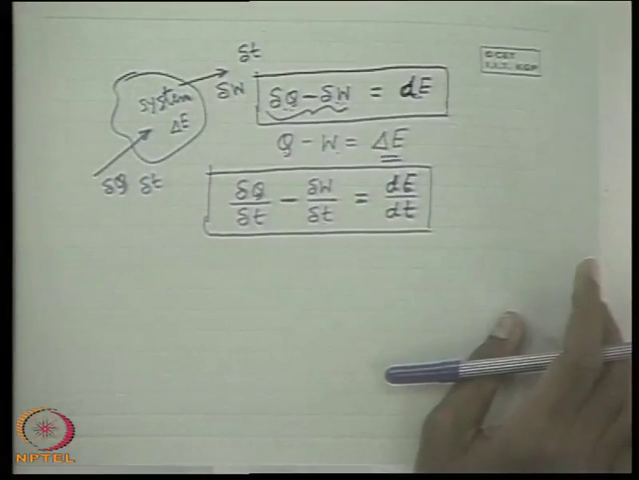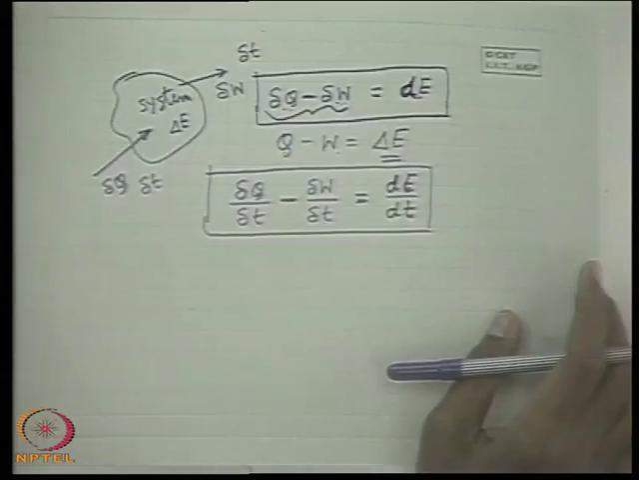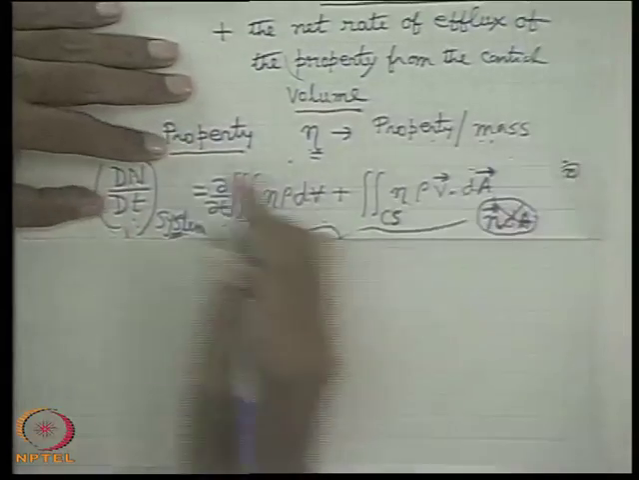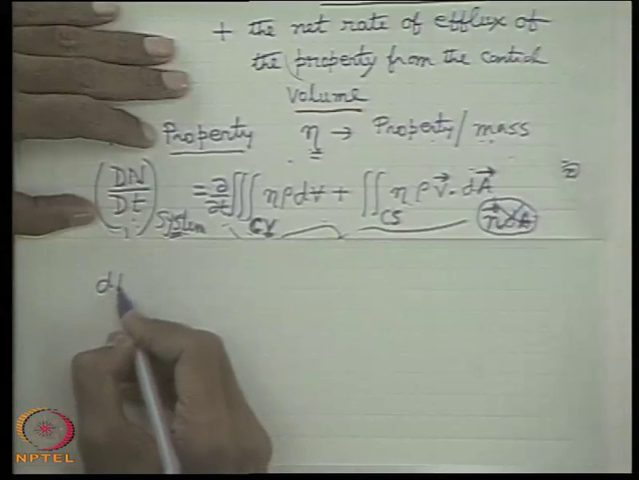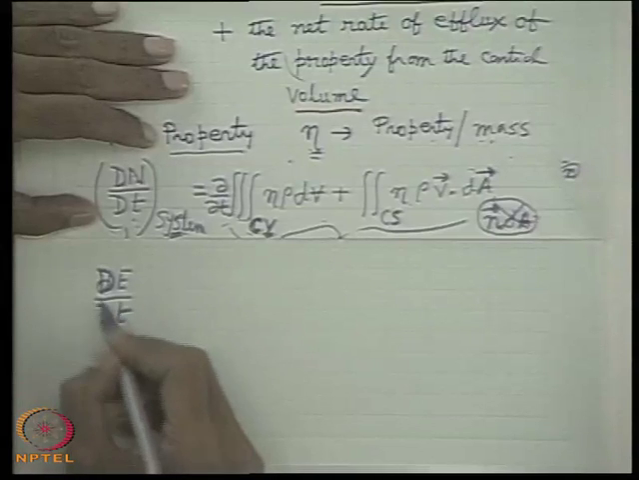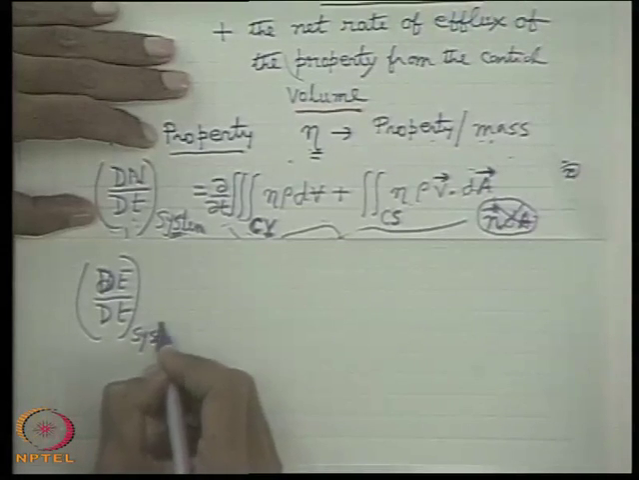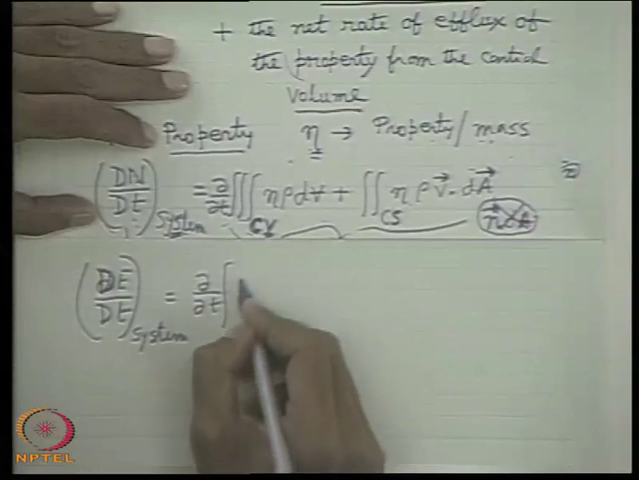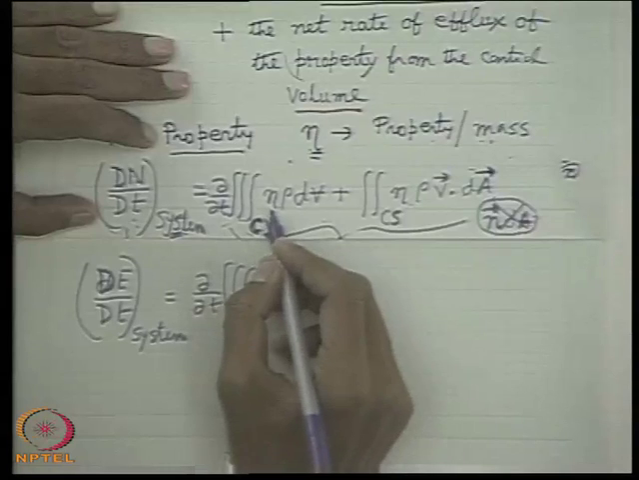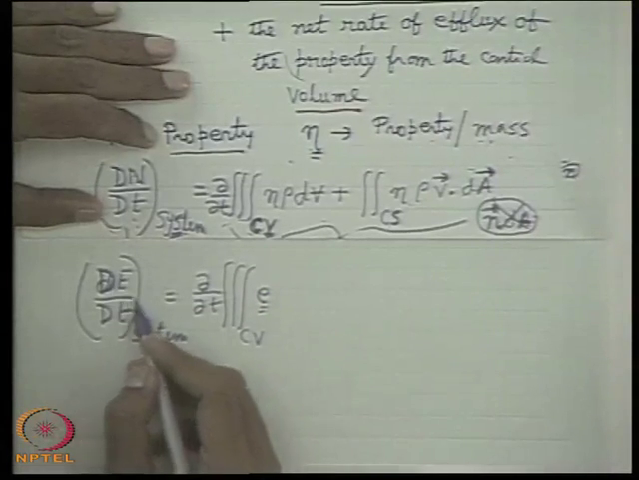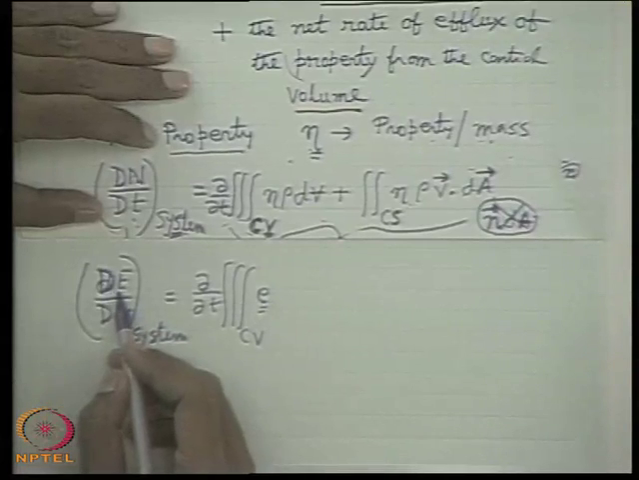Now if I use the Reynolds transport theorem, again, if we recall the Reynolds transport theorem, what is this? D E dt for a system is the partial derivative with respect to time over the control volume. What will be eta? Let e be the internal energy per unit mass, where E is the total internal energy.